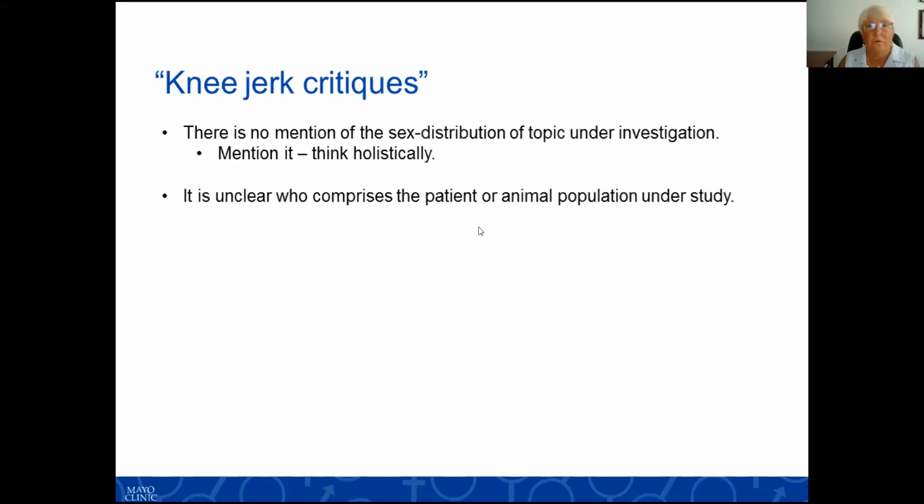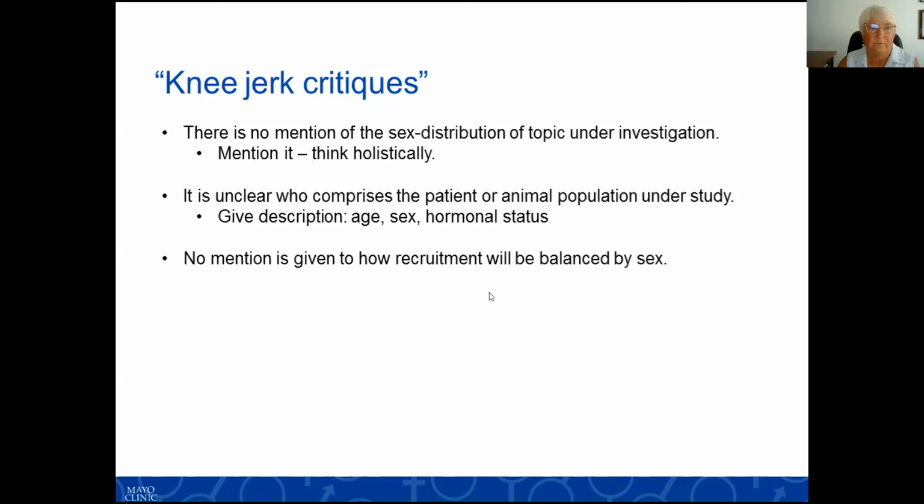It is unclear who comprises the patient or animal population under study. Well, again, let's not let the reviewers guess. Give them description of age, sex, and hormonal status. This is like fundamental basic information. But can you imagine it was unclear? I mean, really? How can you evaluate that proposal?